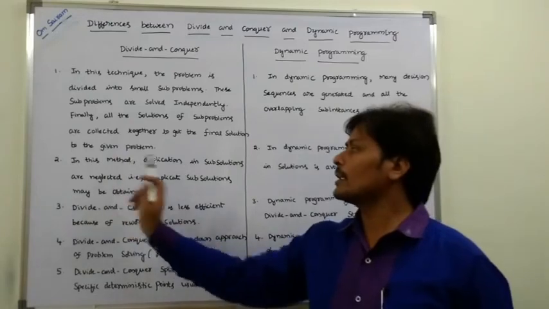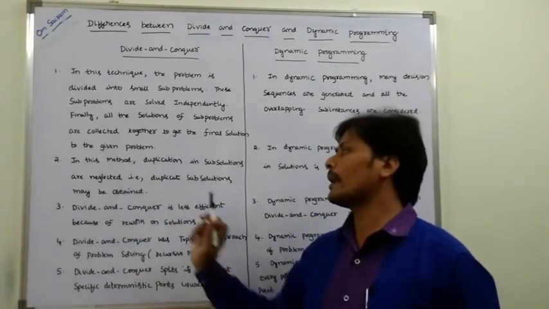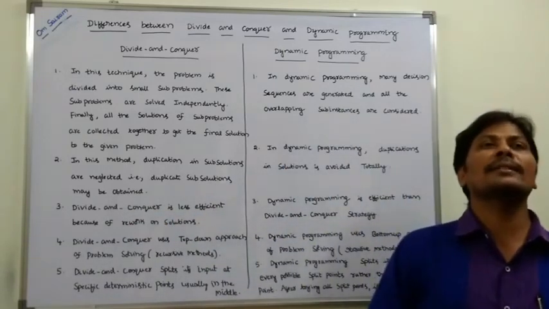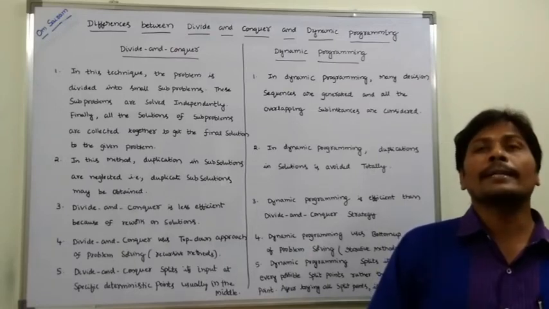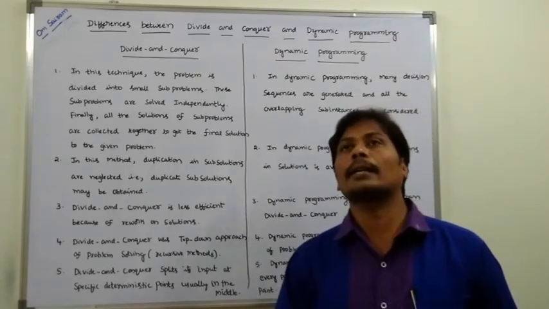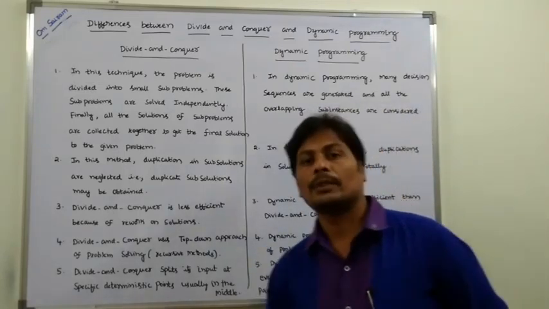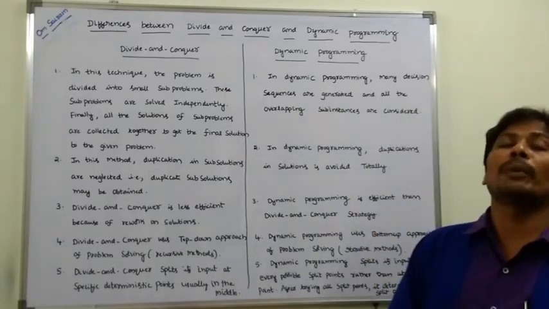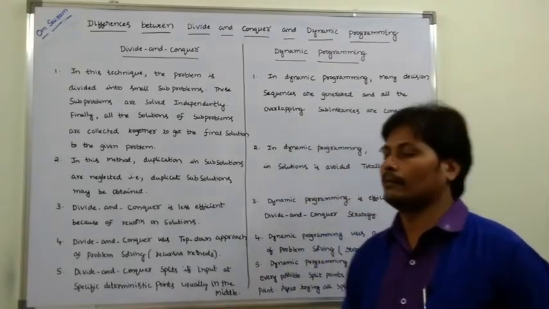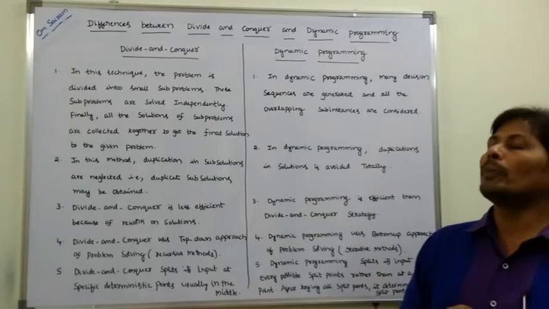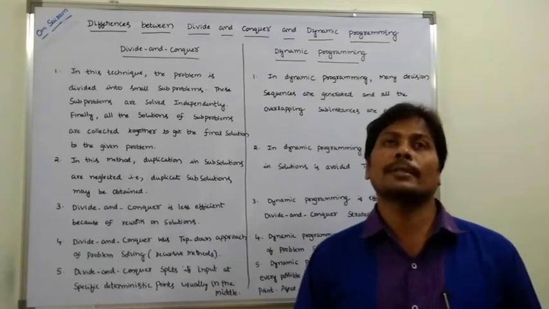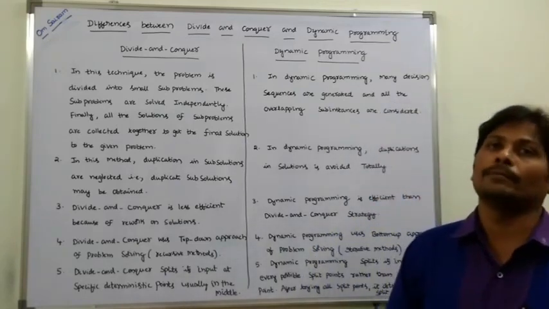Next, in divide and conquer, duplication in subsolutions is neglected. Duplicate subsolutions may be obtained. So in the divide and conquer method, sometimes duplicate subsolutions may occur. If any duplicate subsolutions occur, they may be neglected. In dynamic programming, duplication in solutions is avoided totally. So we can avoid duplicate solutions completely.